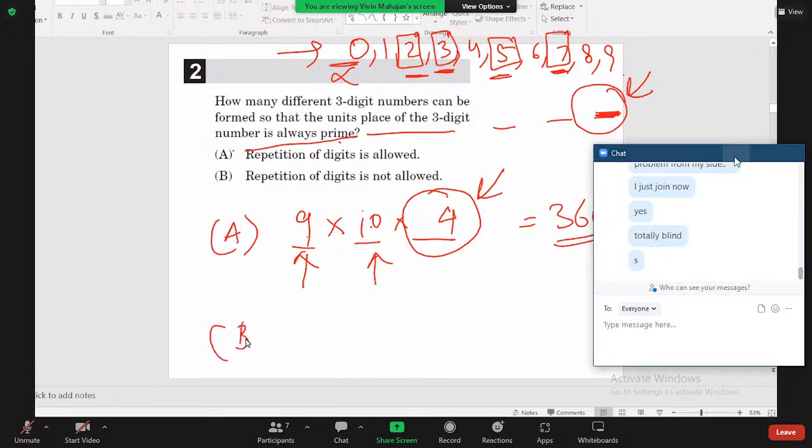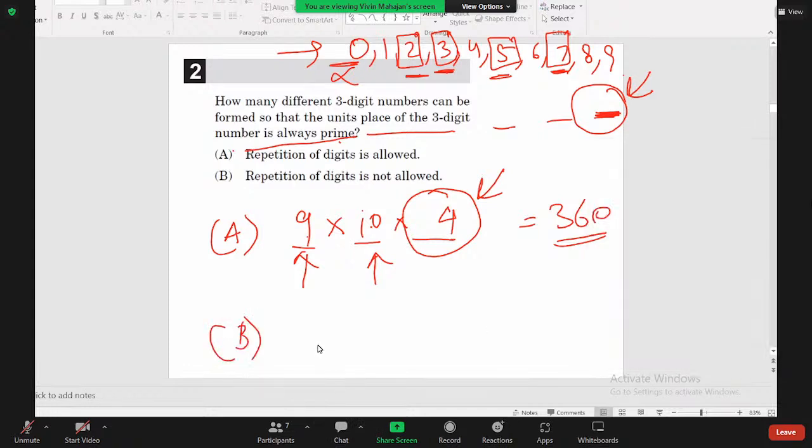In the B part, it says repetition of the digits is not allowed. So I need to form a 3-digit number. So we'll be making 3 dashes. The condition attaches that the units place should have a prime digit. So we know there are 4 prime digits, so I can write any of the 4 digits out here. Now, in this scenario, in the B part, repetition is not allowed. That means whatever digit I have used here, I cannot write it again.